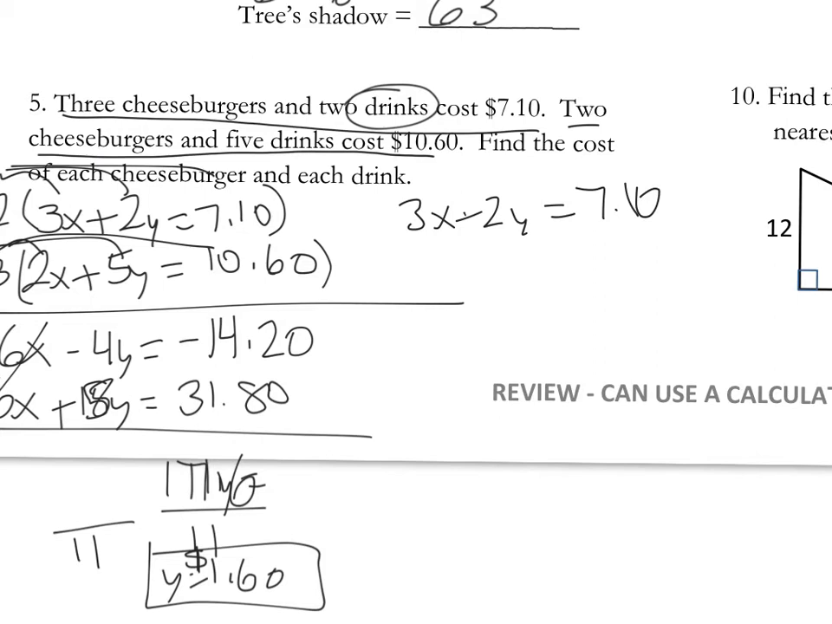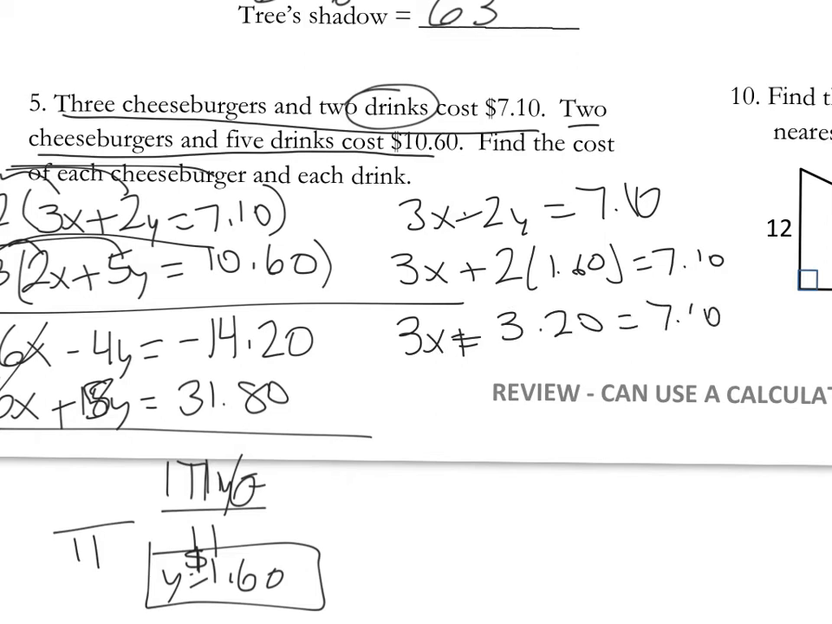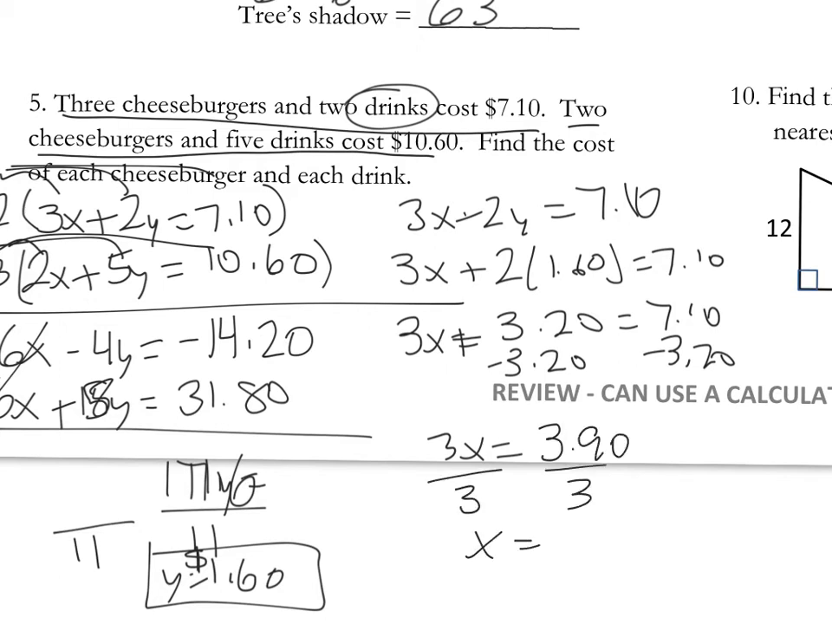I'm going to plug 1.60 in for y, so I get 3x plus 2 times 1.60 equals 7.10. 3x plus 2 times 1.60 is 3.20. Equals 7.10. Subtract $3.20 from both sides. So I get 3x equals 3.90. Divide both sides by 3, and I get x equals $1.30. So we have a cheeseburger, which is $1.30, and a drink, which is $1.60.